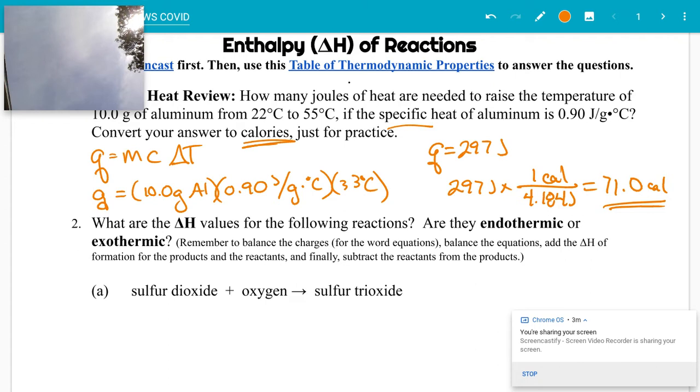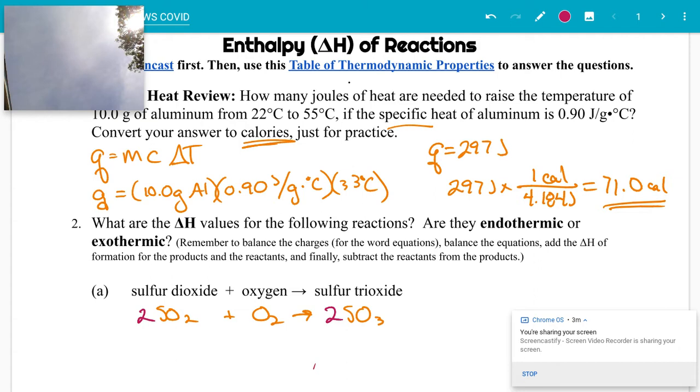All right, moving on to our delta H problems. So question number 2 says, what are the delta H values for the following reactions? Are they endothermic or exothermic? The first thing we need to do is to write out the equations. Remember that you have to balance your charges and everything. So sulfur and oxygen converts to sulfur dioxide when you do that. Remember, oxygen is always diatomic. And then that forms sulfur trioxide, which is SO3. So then to balance the equation, we're going to put the right coefficients in front, and that now is our balanced equation. So now we're going to take a look at the table on the other page.